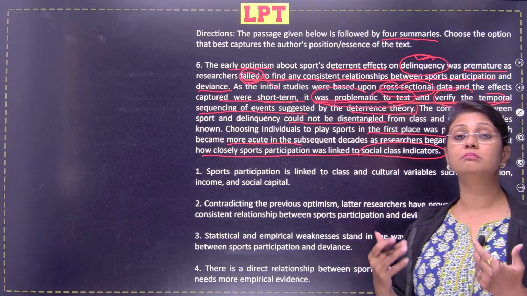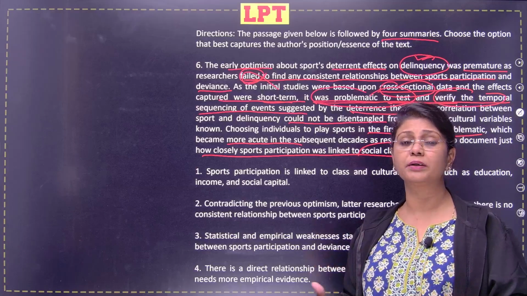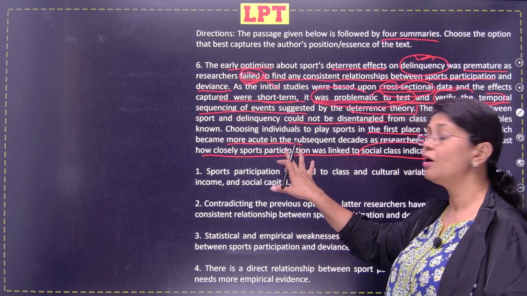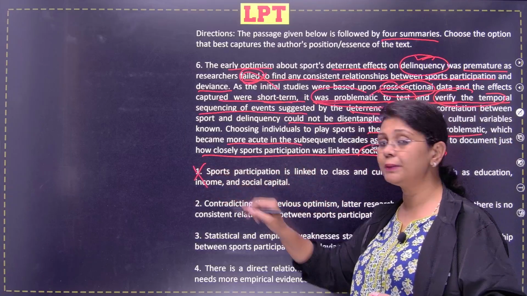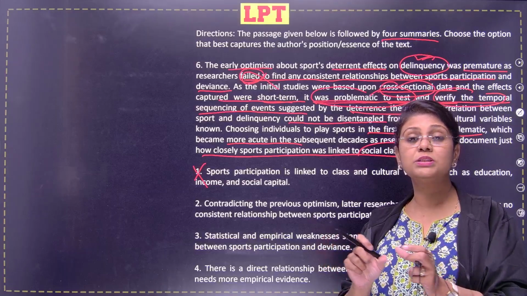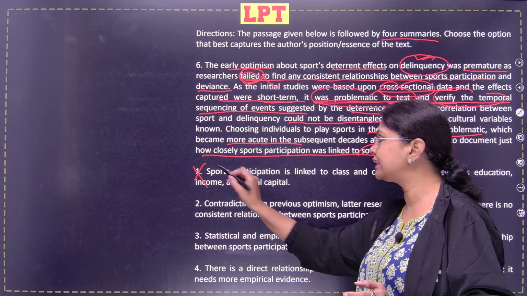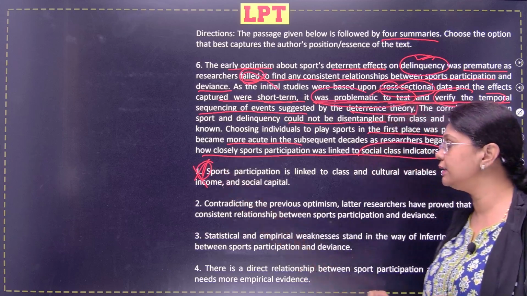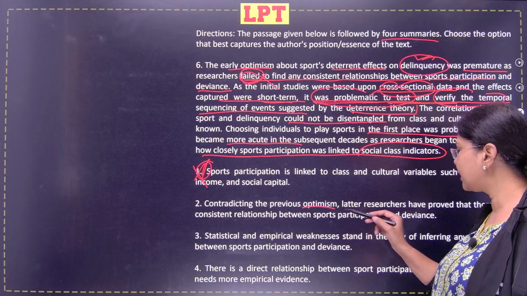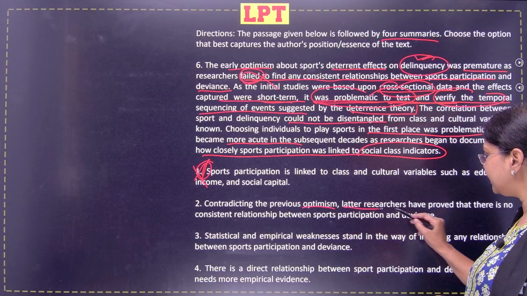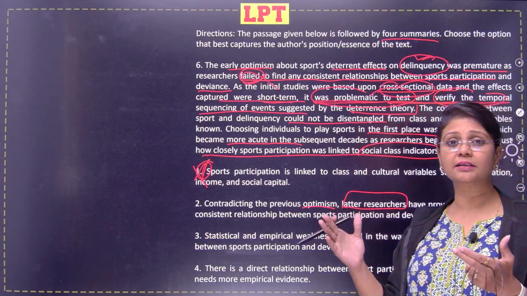The first one misses out on the most important detail. It gives you only what was mentioned at the end of the paragraph. This is completely losing out on the important point, so this cannot be your answer and can be cancelled. B says contradicting the previous optimism. Okay, latter researchers, look at this. Where is this latter researchers coming from?